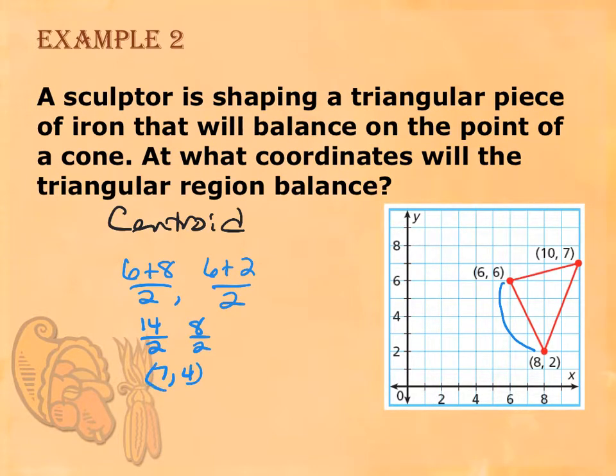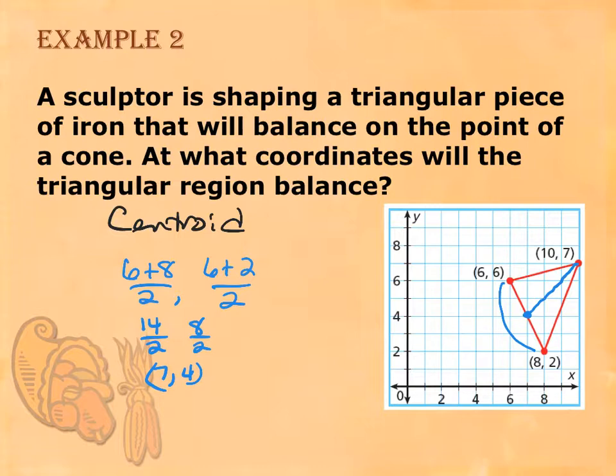This gives me the ordered pair 7, 4. That is the midpoint of this side. So I can draw my median. So it goes from here to the vertex right across from it.